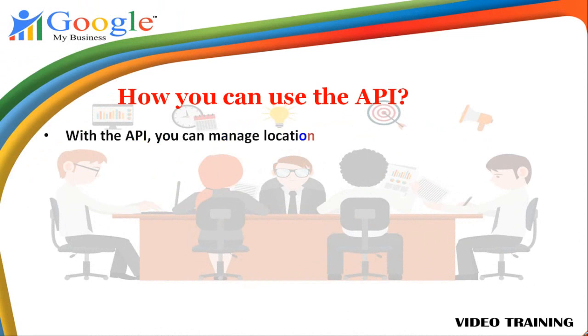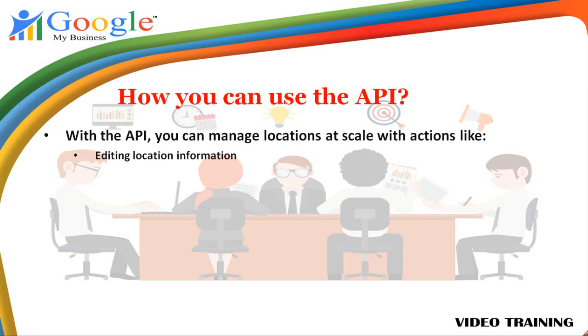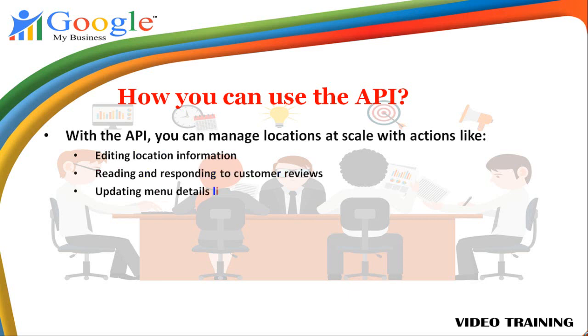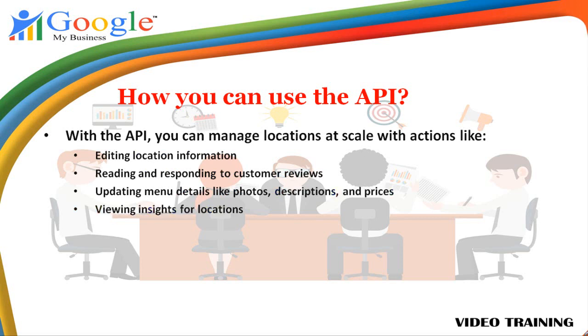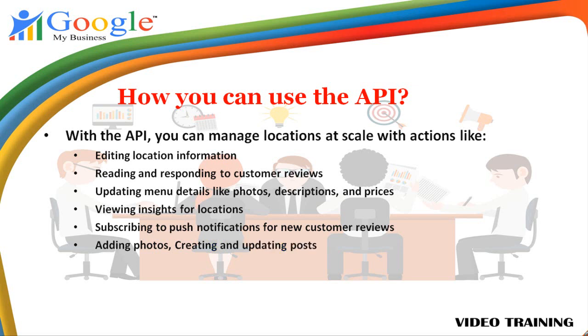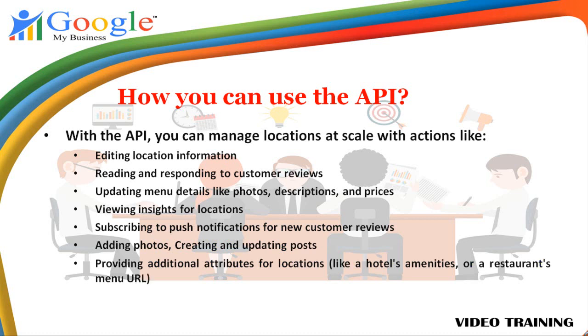How you can use the API. With the API, you can manage locations at scale with actions like editing location information, reading and responding to customer reviews, updating menu details like photos, descriptions, and prices, viewing insights for locations, subscribing to push notifications for new customer reviews, adding photos, creating and updating posts, providing additional attributes for a location, like a hotel's amenities or a restaurant's menu URL, inviting and removing managers, and managing service area businesses.